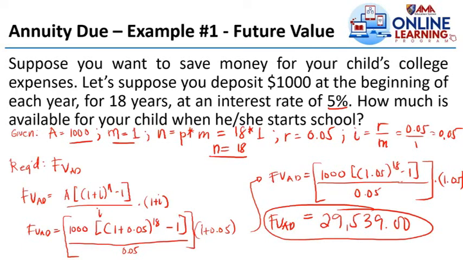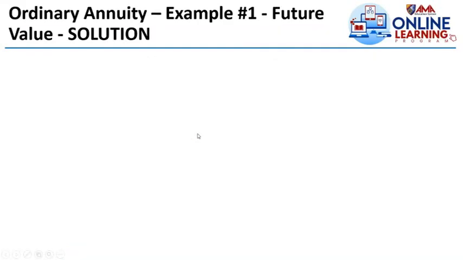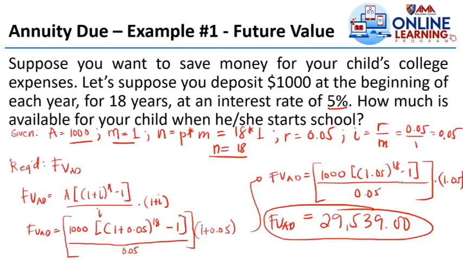So FVAD is equals to A times the quantity of 1 plus I raised to N minus 1 over I, times the quantity of 1 plus I. That is the formula for annuity due. Then we substitute: FVAD is equals to 1,000 times the quantity of 1 plus 0.05 raised to 18 minus 1 all over 0.05, times the quantity of 1 plus 0.05. Then we simplify: FVAD is equals to 1,000 times the quantity of 1.05 raised to 18 minus 1 all over 0.05 times 1.05.